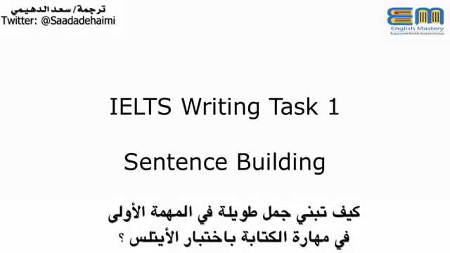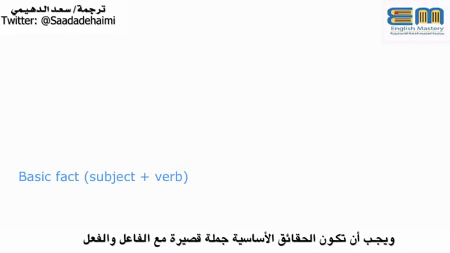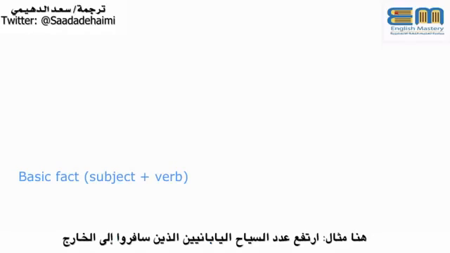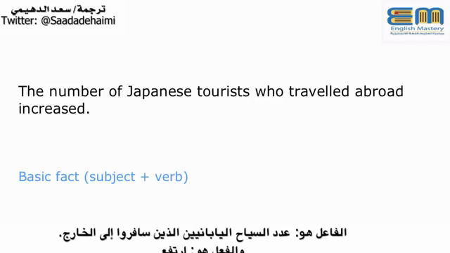IELTS Writing Task 1, Sentence Building, for Writing Task 1. So to start with, we take a basic fact from the graph or chart that we're looking at. So the basic fact will be a short sentence with a subject and a verb. Here's an example. The number of Japanese tourists who travelled abroad increased. Subject, the number of Japanese tourists who travelled abroad, and the verb increased.